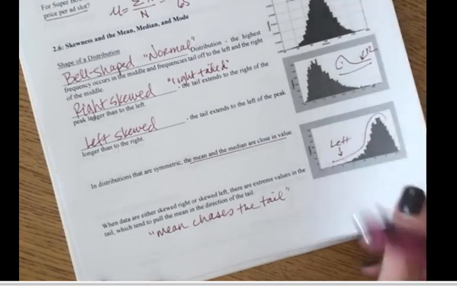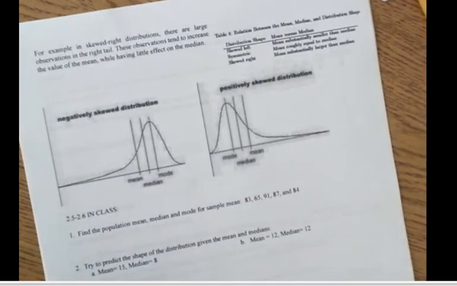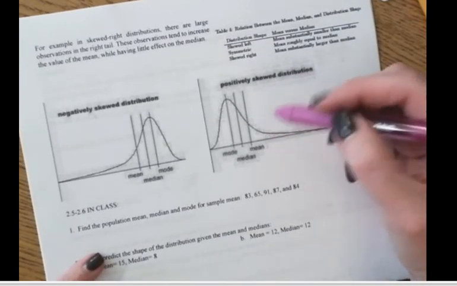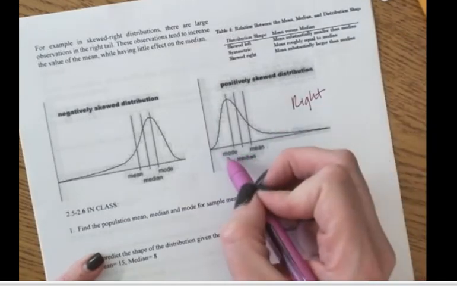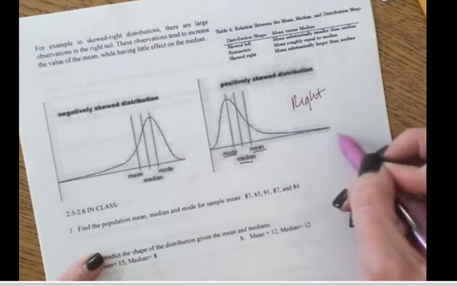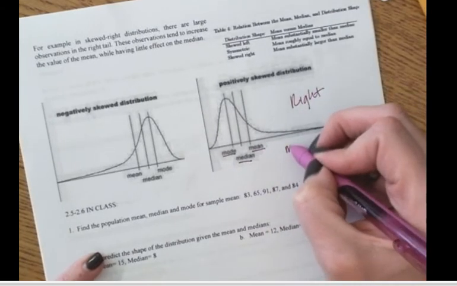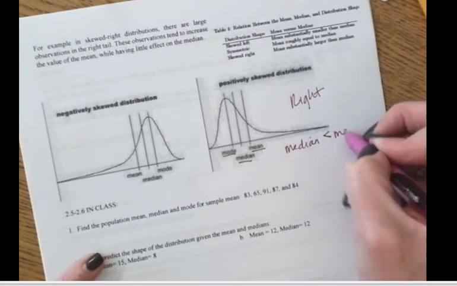So it's going to move. The mean is the mover. So look at this little diagram. It'll help kind of bring it together. So in right skewed distributions, there are large observations in the right tail. These observations tend to increase the value of the mean, having little effect on the median. I know it's kind of blurry, but here's our right skewed, right? So notice the location. The mode is the peak. The mean is here, but the median is higher. So I would say the median is less than the mean.